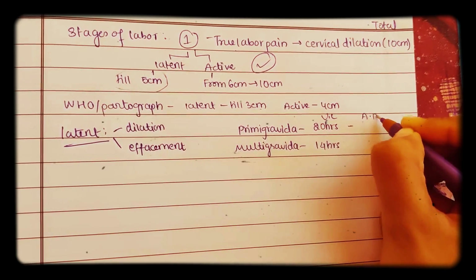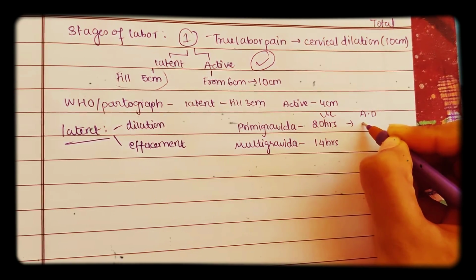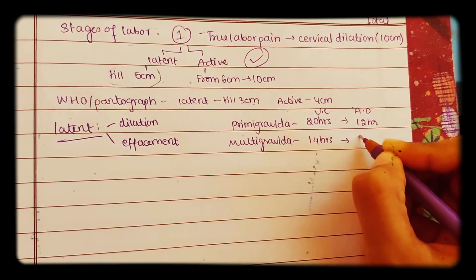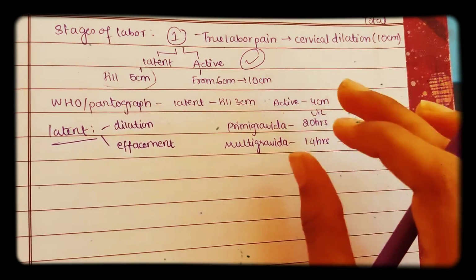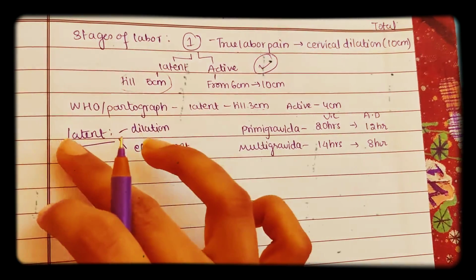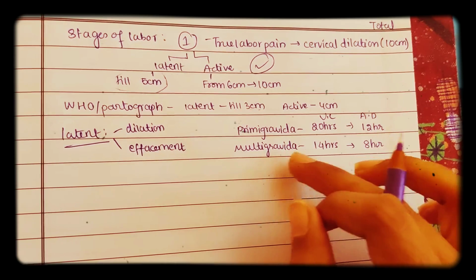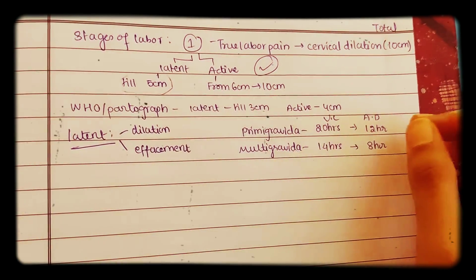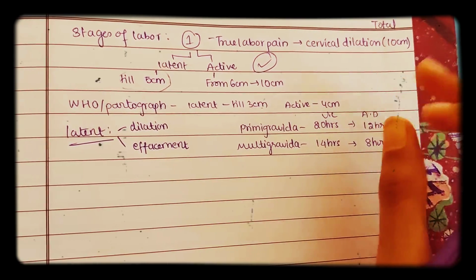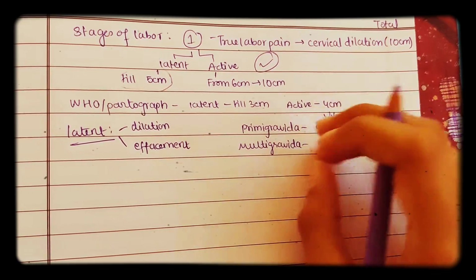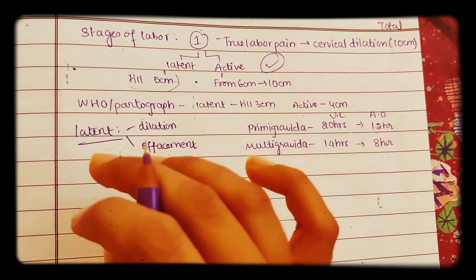Average duration also we need to see, right? The average duration for primigravida is about 12 hours and for multigravida is about 8 hours. So we just need to remember this. Upper limit means up till 20 hours in primigravida the latent phase may be present. In multigravida, up till 14 hours the latent phase may be present. But on an average, primigravida it will be up to about 12 hours, multigravida 8 hours. This is the time period of latent phase.